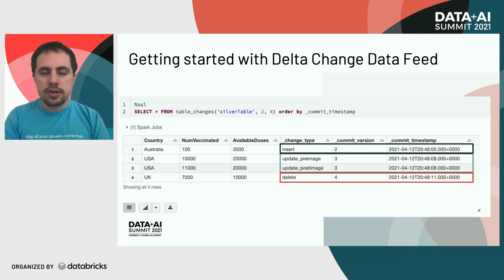And here you can see a short example of how the table changes function can be used within a notebook. You can see that the user here has queried the table changes for this silver table from version 2 to version 4, ordered by the timestamp of the commit, and then the result of that query is just a data frame showing the row data for each of the change events, and then the metadata indicating what type of change event this is, what commit version, and when in wall clock time it happened.